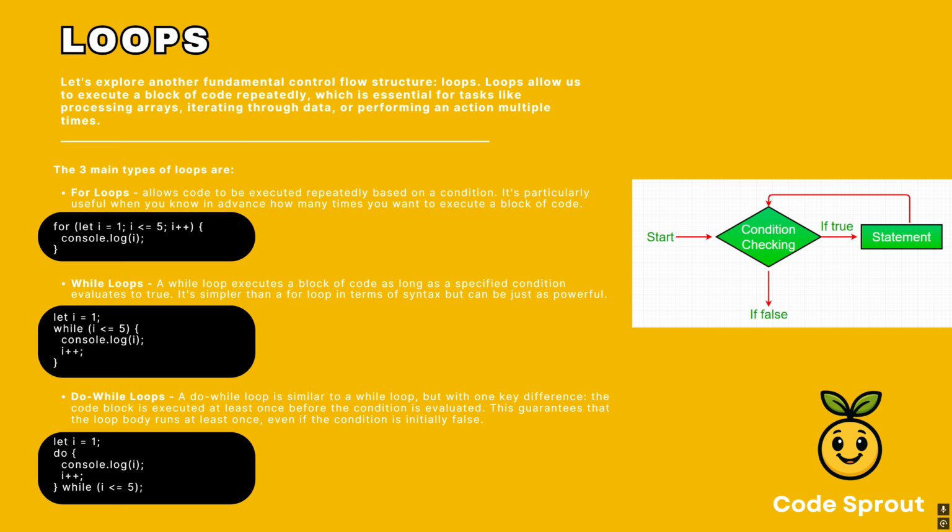The final concept that we will be covering in this tutorial are loops. Loops allow us to execute a block of code repeatedly, which is essential for tasks like processing arrays, iterating through data, or performing an action multiple times. The three main types of loops are for loops, while loops, and do while loops.